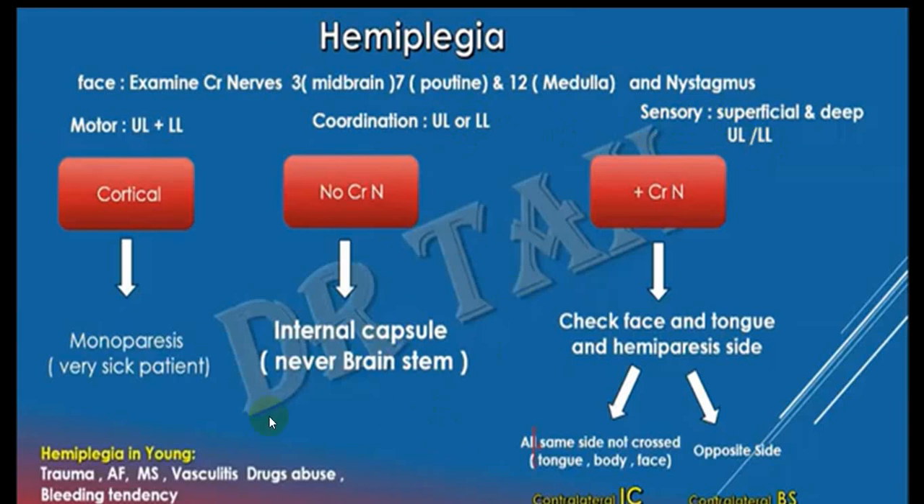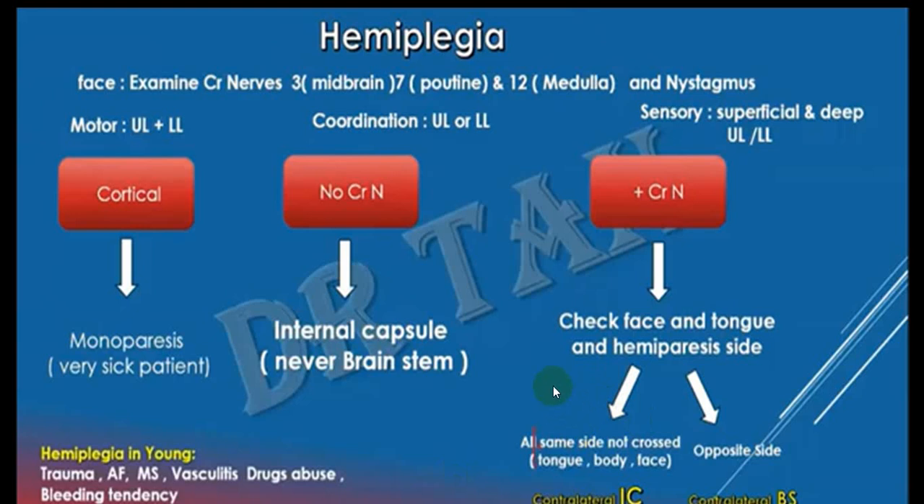And you will be able to identify the cause. If a person comes with hemiplegia and the person is young, chances are traumatic etiology, then atrial flutter or fibrillation producing an embolic phenomenon, multiple sclerosis, vasculitis, drug abuse, and bleeding tendency will be the most common causes in a younger individual, while in an adult the commonest causes will be hypertension and cerebrovascular stroke due to atherosclerosis, that is thrombosis, embolism and hemorrhage, which will be more common.